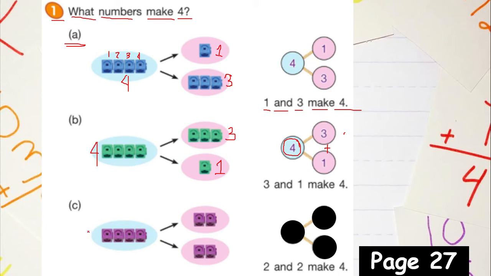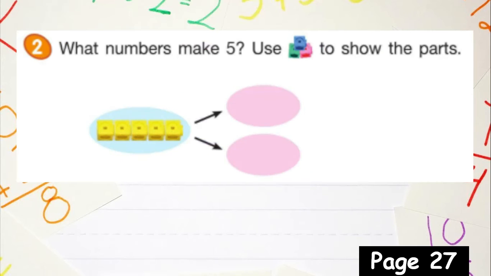Next, we have here 4 cubes again. If we part them together, we part them by 2. 2 here and 2 here. So if you write there, 2 and 2 make 4. So if you add 2 and 2, 2 plus 2 is 4. Okay? So that's how you part numbers.